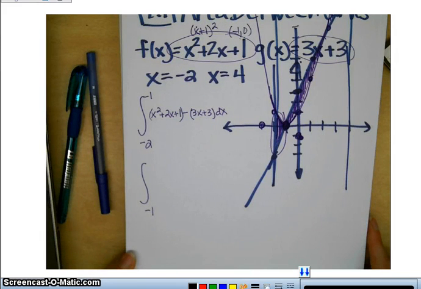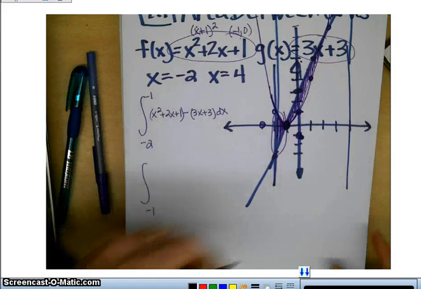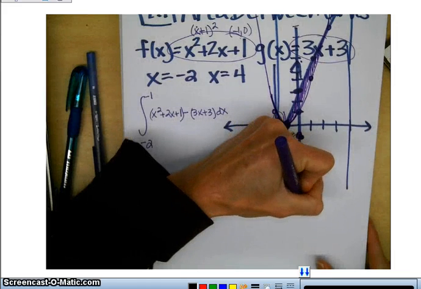How could you do it algebraically? Set them equal to each other. Okay, we want to know where are these y values equal to each other. So I can set these equal to each other.